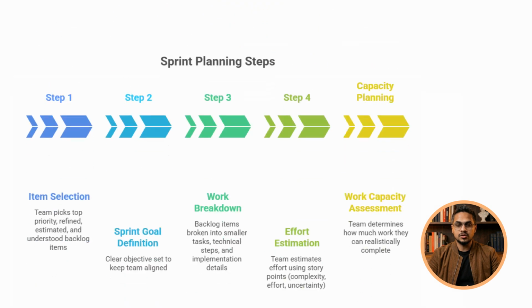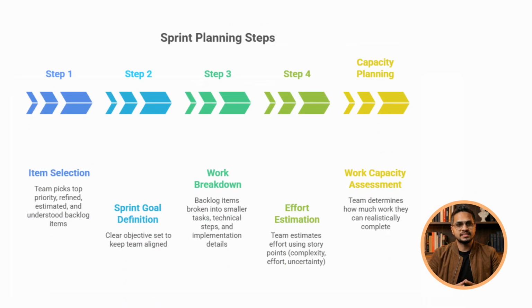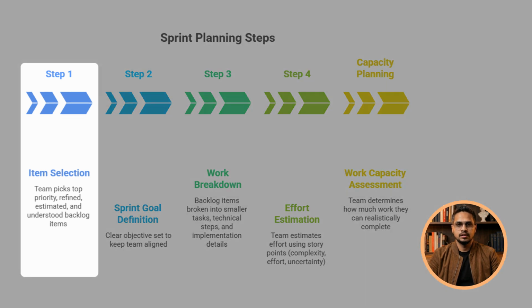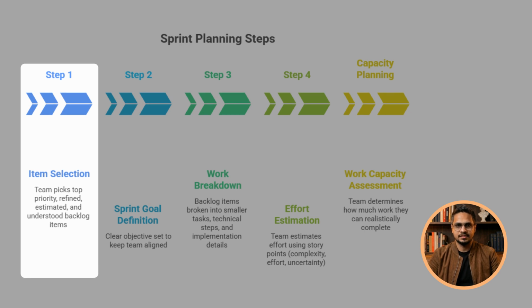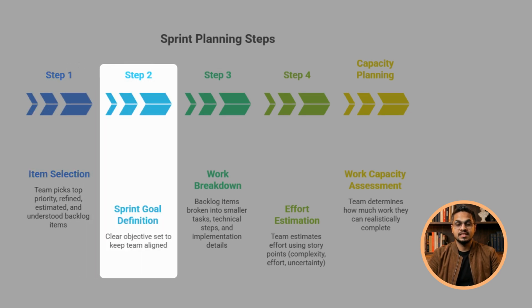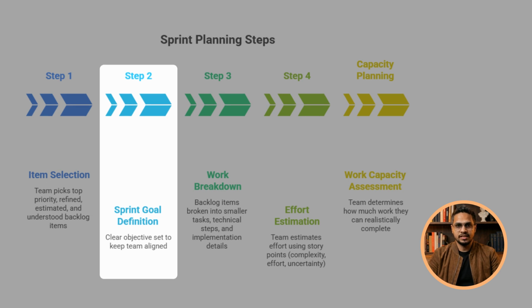Now, let's talk about sprint planning step by step. Sprint planning is where everything starts. Step number one: selecting items from the backlog. The team picks the top priority items from the product backlog. These are already refined, estimated, and understood. No confusion at this stage. Step number two: define the sprint goal. This is self-explanatory. Instead of random tasks, you define one clear objective, and this keeps the team aligned.